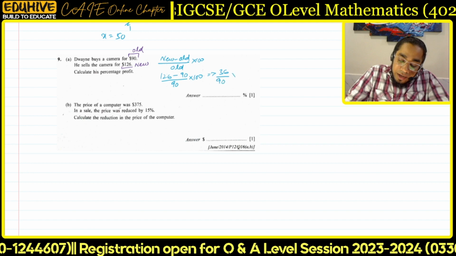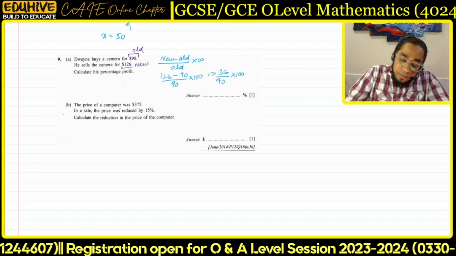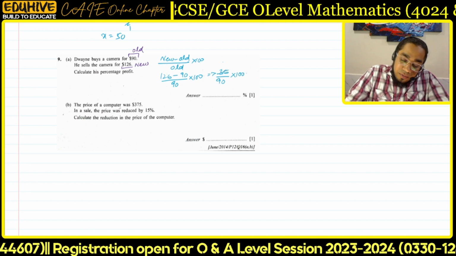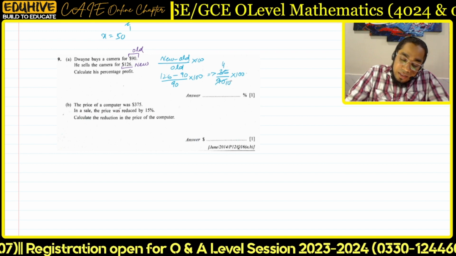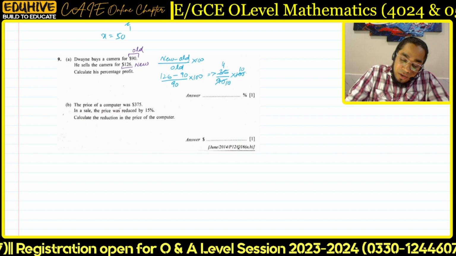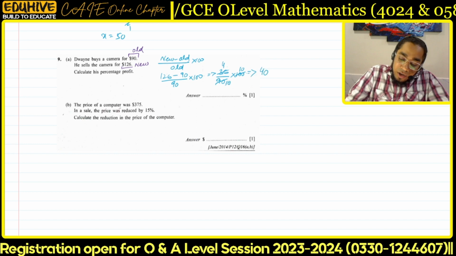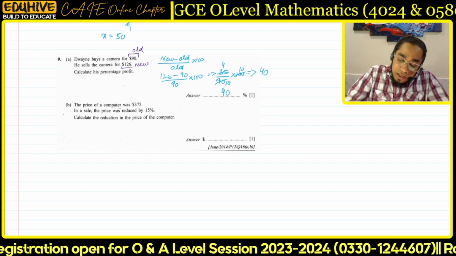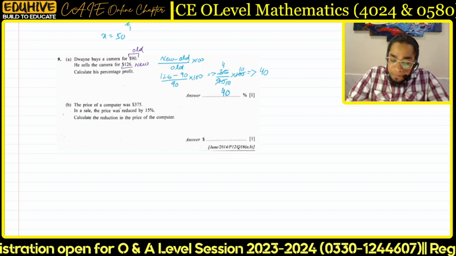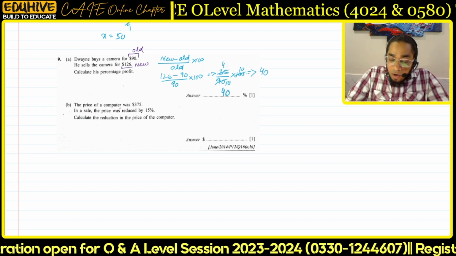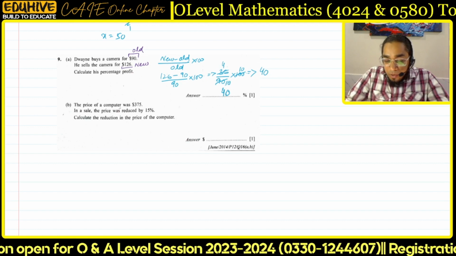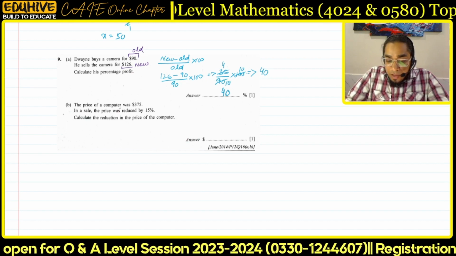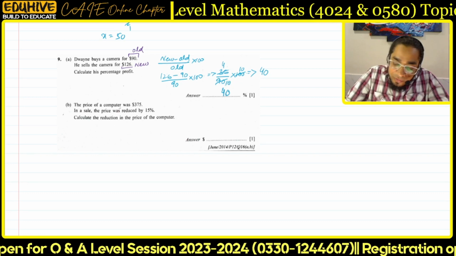36 over 90 into 100. So 9 into 4 will be 36, 9 into 10, and as well as 10 into 1 and 10 into 10, 4 into 10, that's gonna be 40 over here. So I can say it will be 40%. It means the guy got 40% of the profit. He made a 40% profit from selling the camera. Did you see? Now don't start selling cameras, brother.